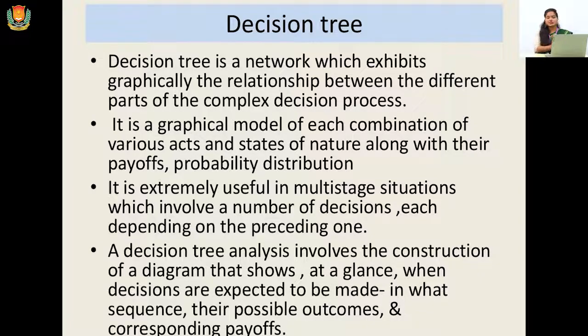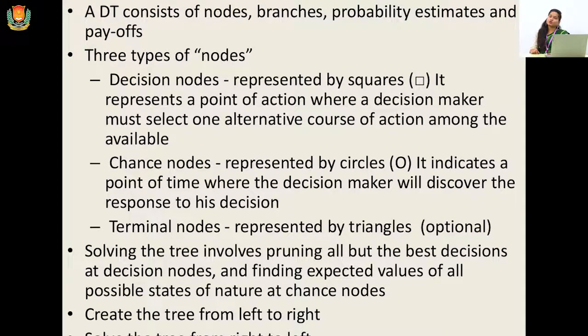Decision tree analysis involves the construction of a diagram which shows the different types of states of nature and different types of strategy, and from that you will find the best possible outcome and the corresponding payoff. So basically, what does a decision tree include?